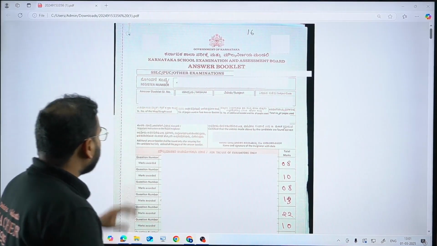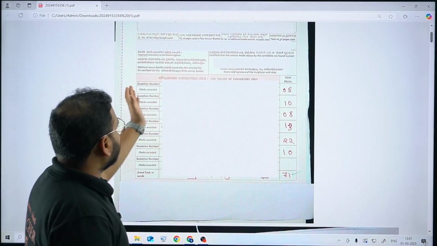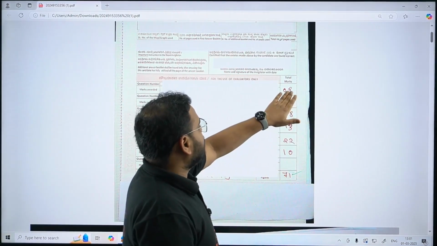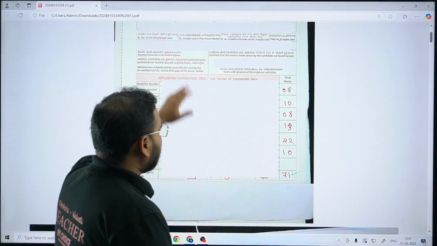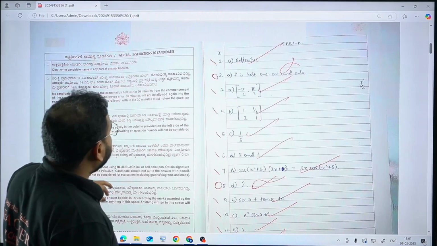Okay, apart from that, now check here. So this is how you're going to get the answers rewarded to you. So let's say question number 1 to 10, there are total 10 questions, each carrying 1 mark. So he has received over here 8 marks. Okay, and like that, the total was 71. So please check. Now let's see the answers.